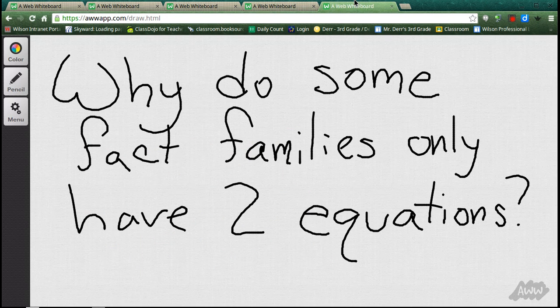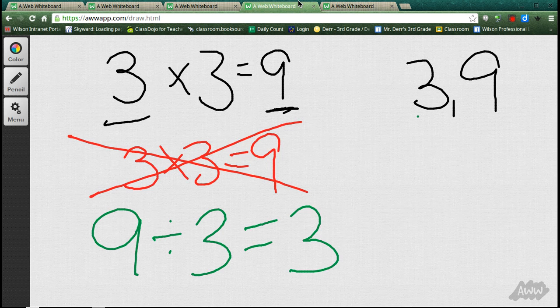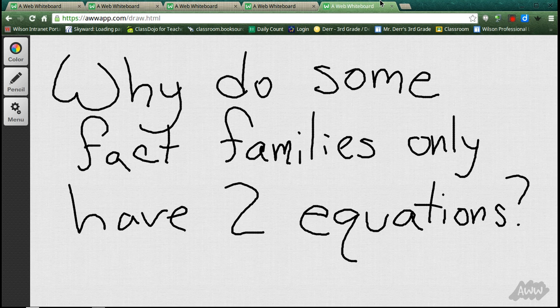What I'd like you to do is answer this question. You can go back and review the video, but be prepared to tell me, why do some fact families only have 2 equations? Why do some fact families only have 2 equations? Good luck.